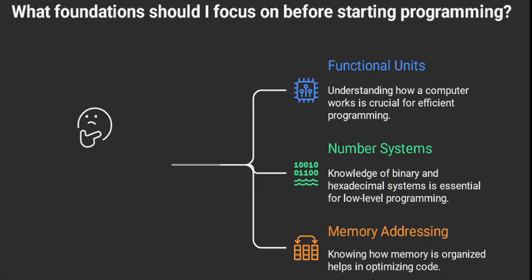Functional units of a computer discuss the core components of a computer. Since our programs are executed inside a computer, we need to understand the basic components of a computer. Then followed by number systems, and the most important one is memory addressing. And without understanding memory addressing, you cannot become a good programmer. So, friends, we start understanding these three foundational aspects one by one, and we begin with functional units of a computer.